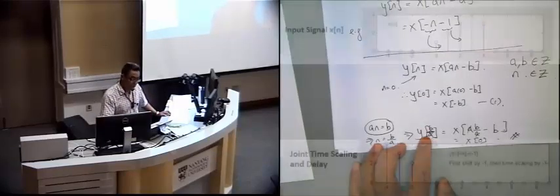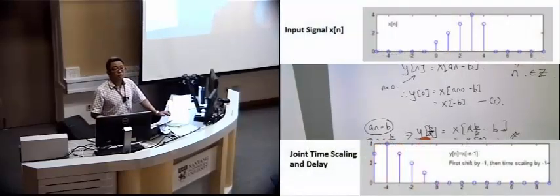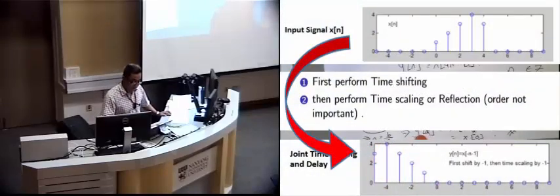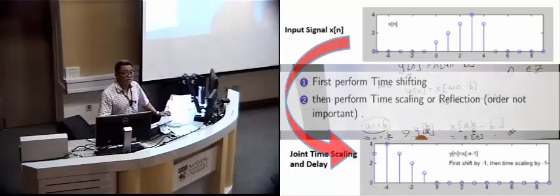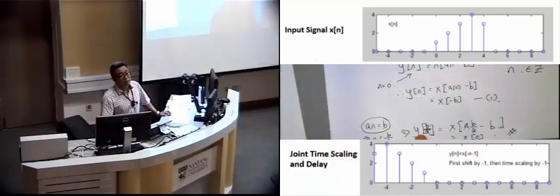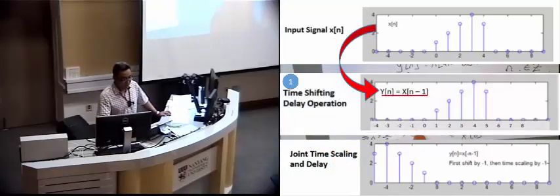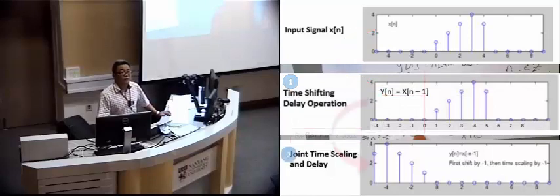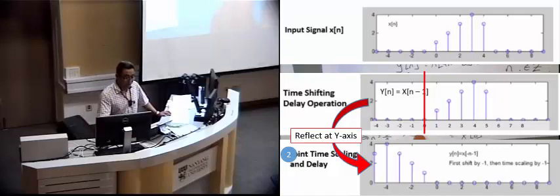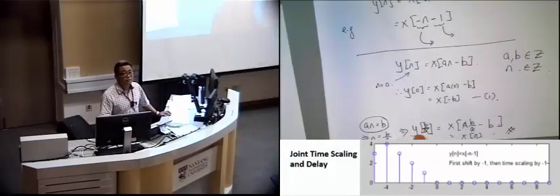And for these two expressions to agree, you will realize that you have to do it in this order. If you have a joint operation of delay and scaling, you must do time shifting first, followed by time scaling. If you follow this rule, these two conditions will be satisfied and you'll get the diagram over here.